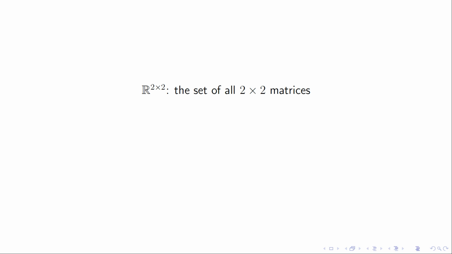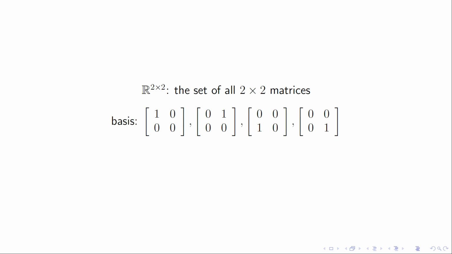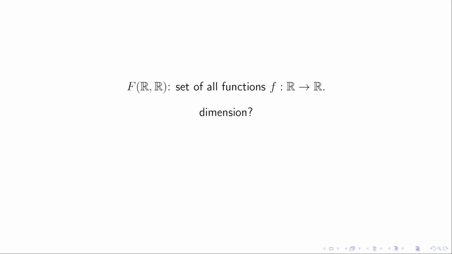What about R2 by 2? That's also a vector space. Does it have a dimension? Well, I think this would work as a basis, right? Look at those 4 matrices there. Those 4 matrices could be combined with a linear combination to produce any other matrix, right? So they work like a basis, and they're clearly linearly independent if you think about what that means in terms of the definition.